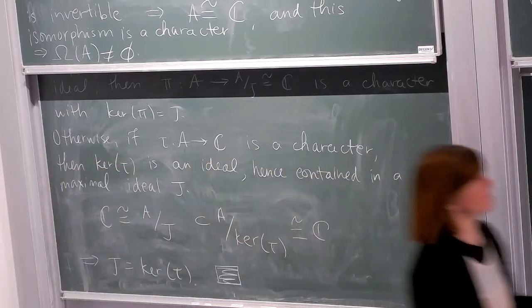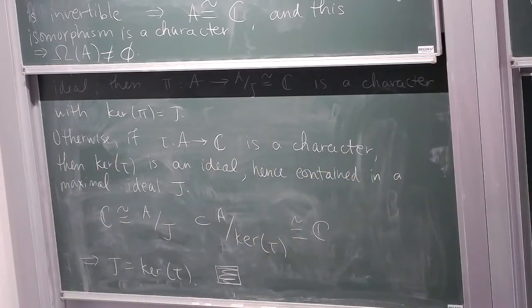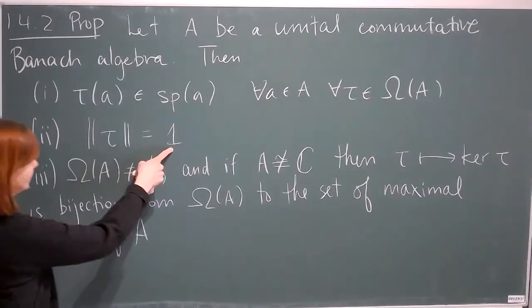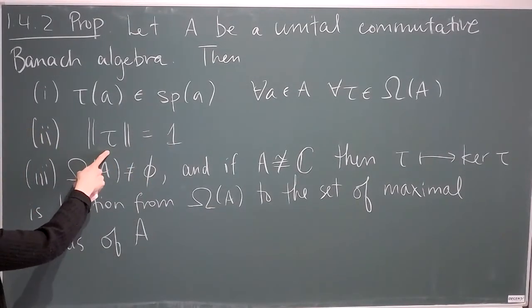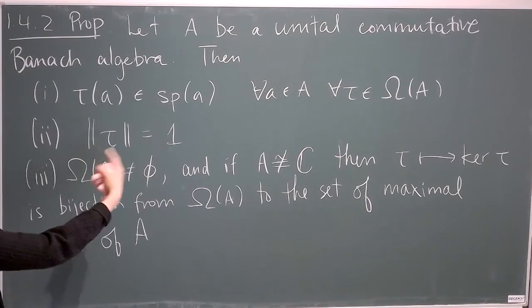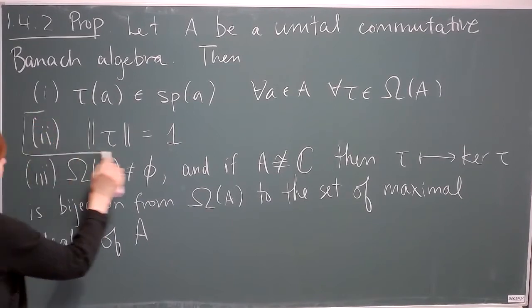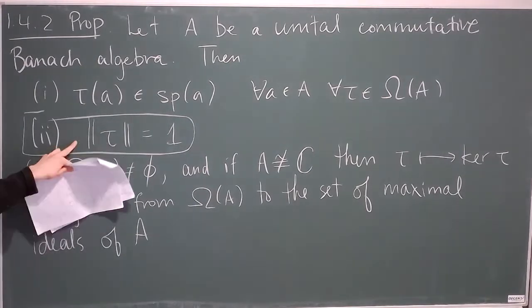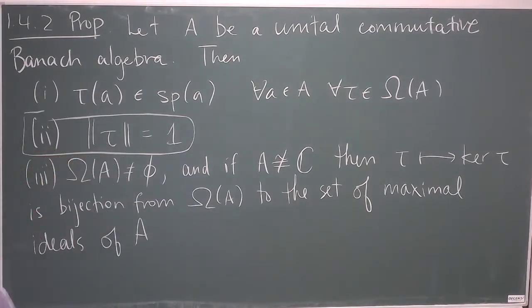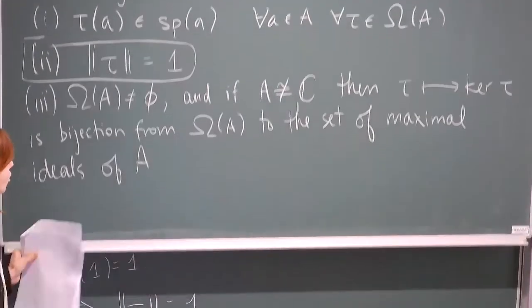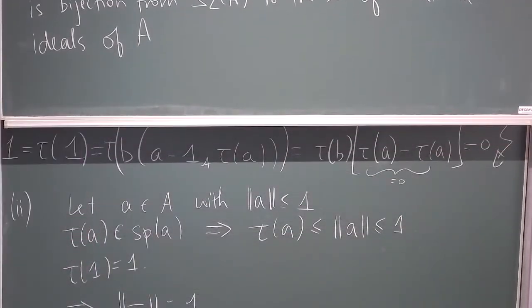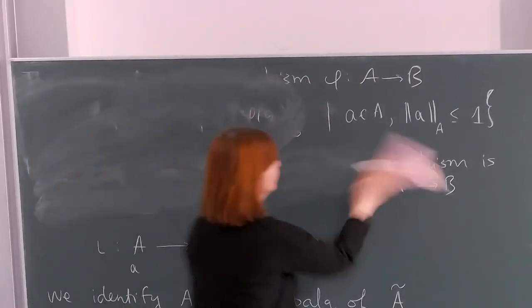Actually, let me come back to what we have here. So we have that the norm of tau is equal to 1. And of course, since this is an algebra homomorphism, in particular it's a linear map into the complex numbers, which is continuous. So this is telling us that actually the character space is contained in the unit ball of the dual. So we can equip omega A with the weak star topology coming from the dual. And let's do that. So this is now a nice topological space.